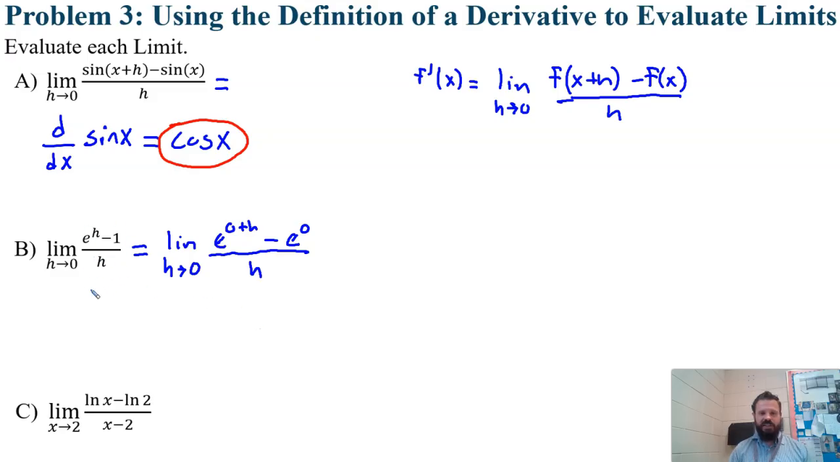So what this limit is asking us to do is take the derivative with respect to x of e to the x, but we're going to evaluate it for x equals 0. Derivative of e to the x is just e to the x. So we'll just plug in the 0 there. e to the 0 is just a 1, which is why this entire limit is just going to evaluate to a 1.